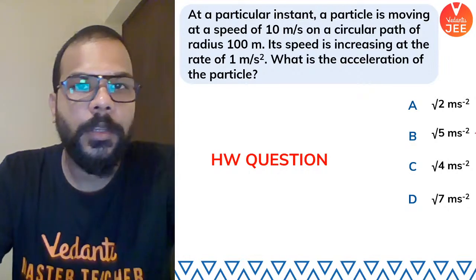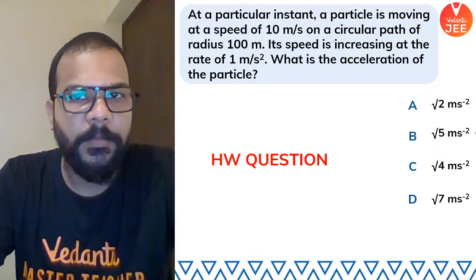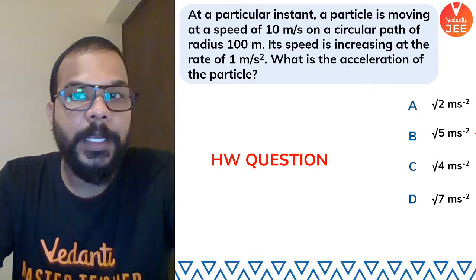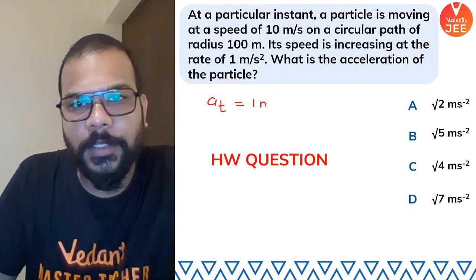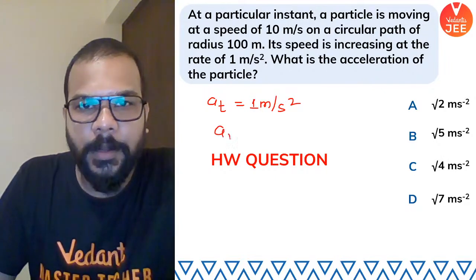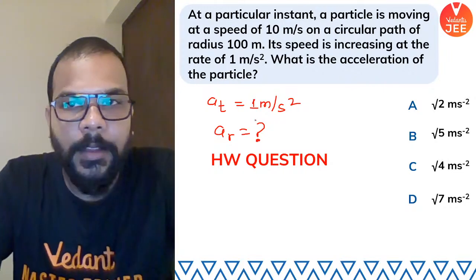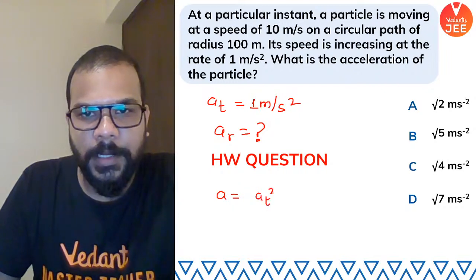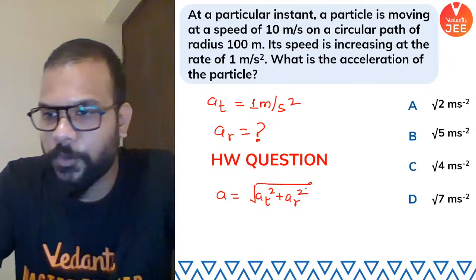Now, your homework question says that at a particular instant, a particle is moving at a speed of 10 meters per second on a circular path of radius 100 meters. Its speed is increasing at a rate of 1 meter per second square. So tangential acceleration is 1 meter per second square, and radial is not known. You have to find that by v square by r again. So what is the acceleration of the particle? Again, you have to solve for the square root of at square plus ar square. That's what you have to solve.